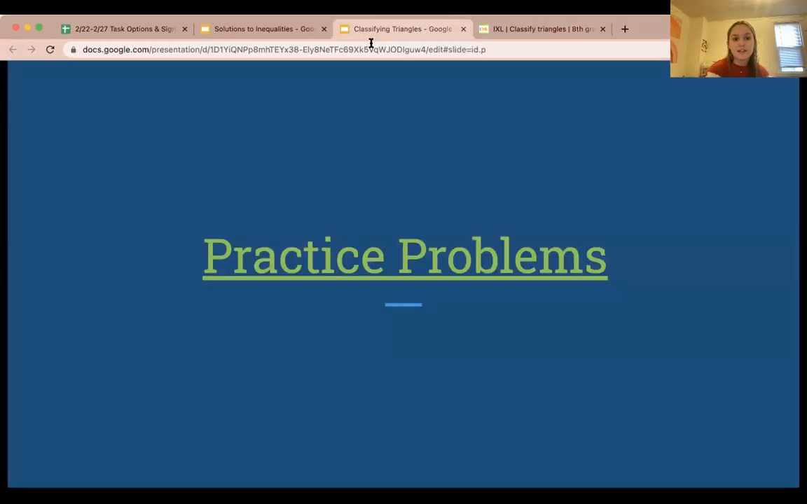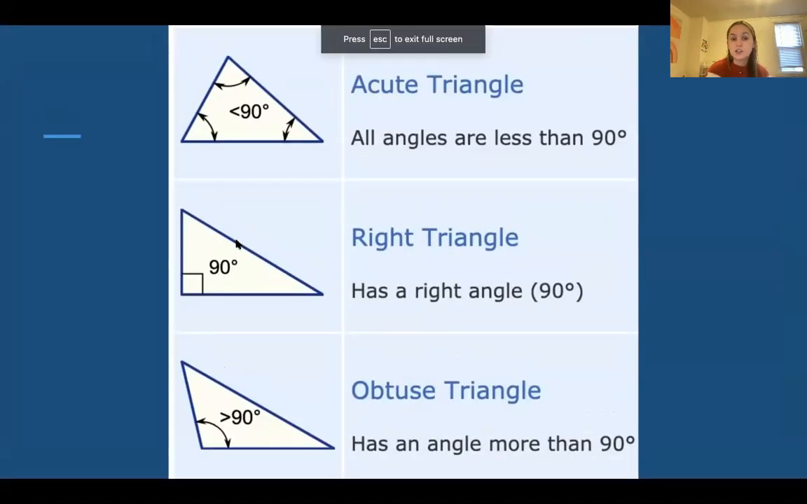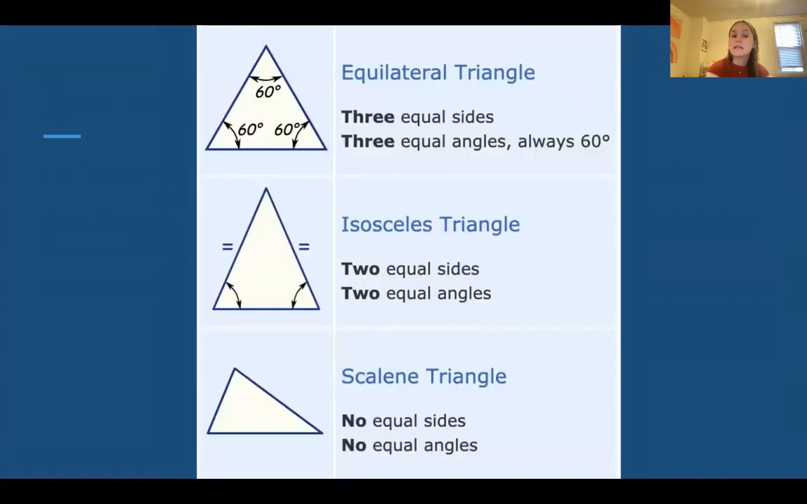So yeah, that's how you classify triangles. You can do acute, right, or obtuse based on the angle size, and also equilateral, isosceles, and scalene depending on how equal the sides are.